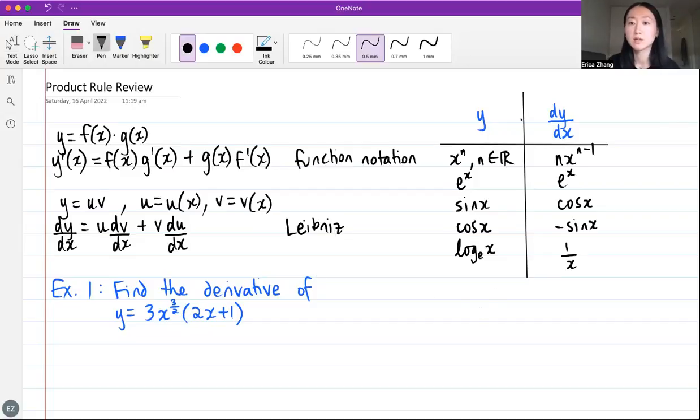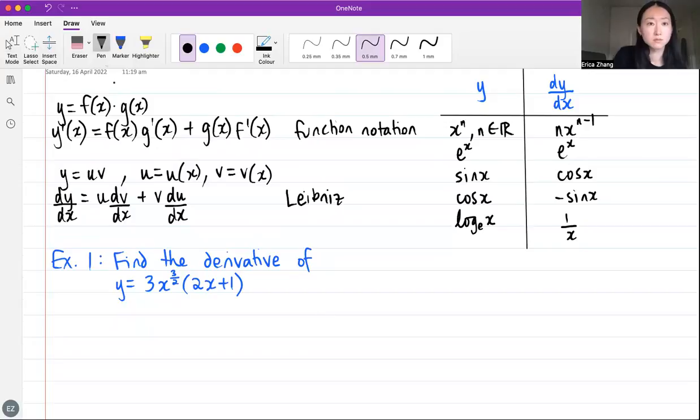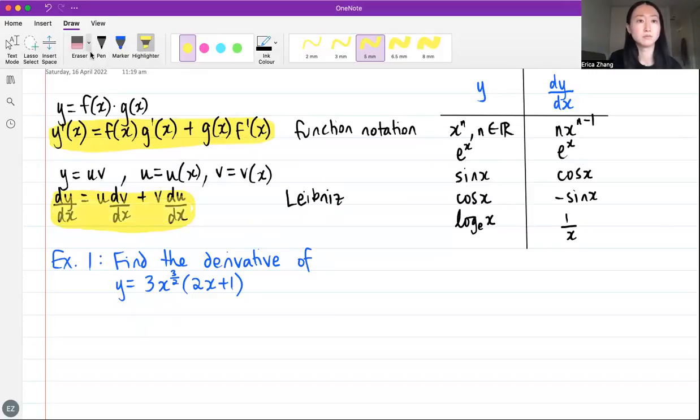On the right-hand side here, again, I have the basic derivatives that I will take as assumed knowledge as we go over these worked examples to follow. So here, I'll just quickly highlight these two equivalent statements of the product rule of differentiation.